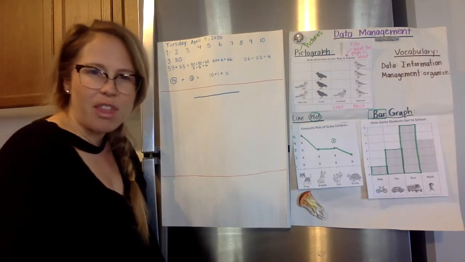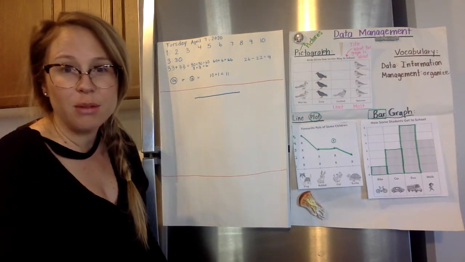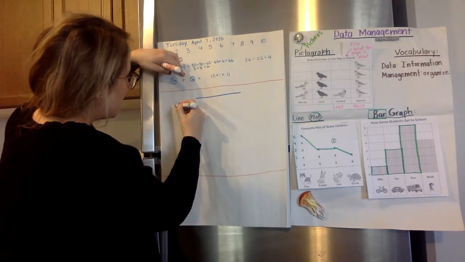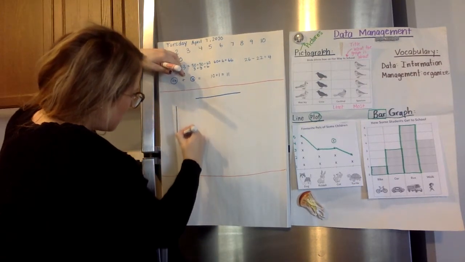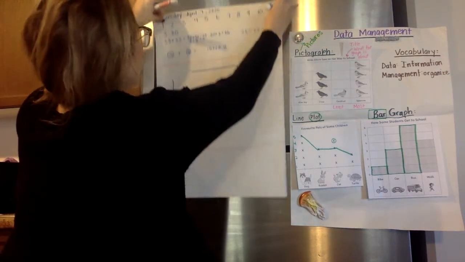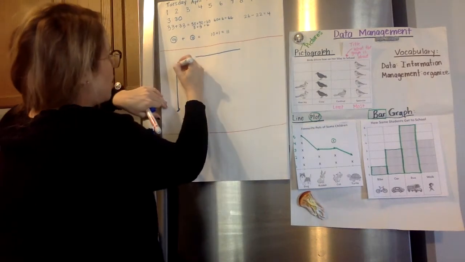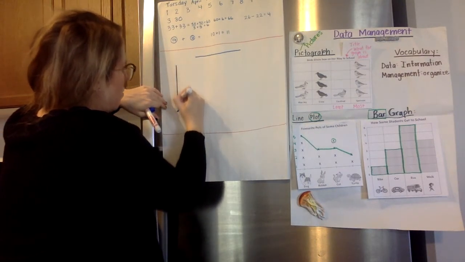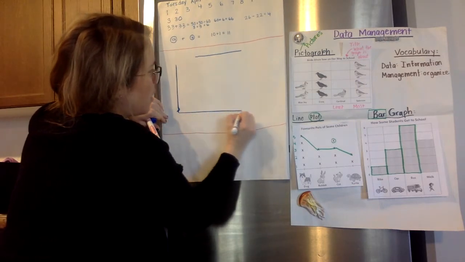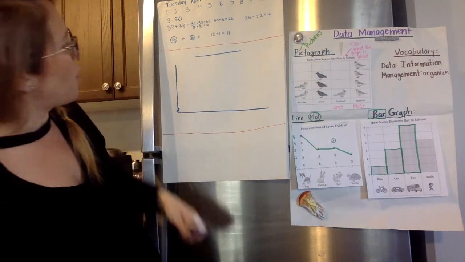So I need to draw that first, and if you have a ruler, I would suggest doing it with a ruler. If you don't, then do your very best to draw your y-axis and then to draw your x-axis as straight as possible.